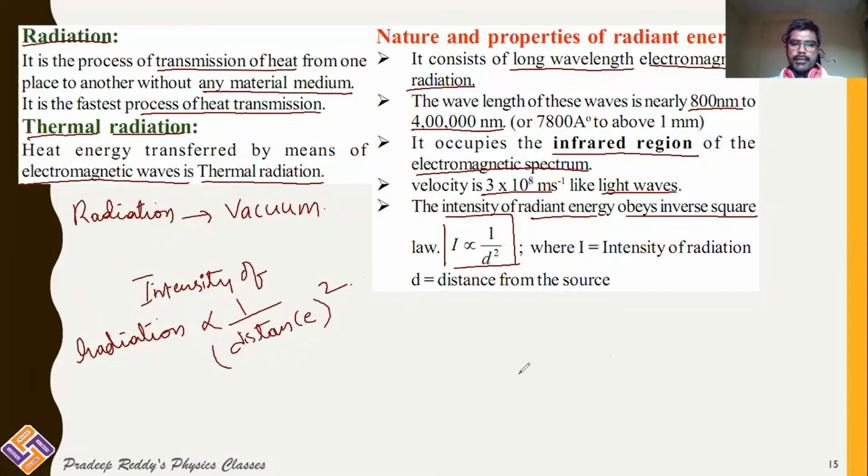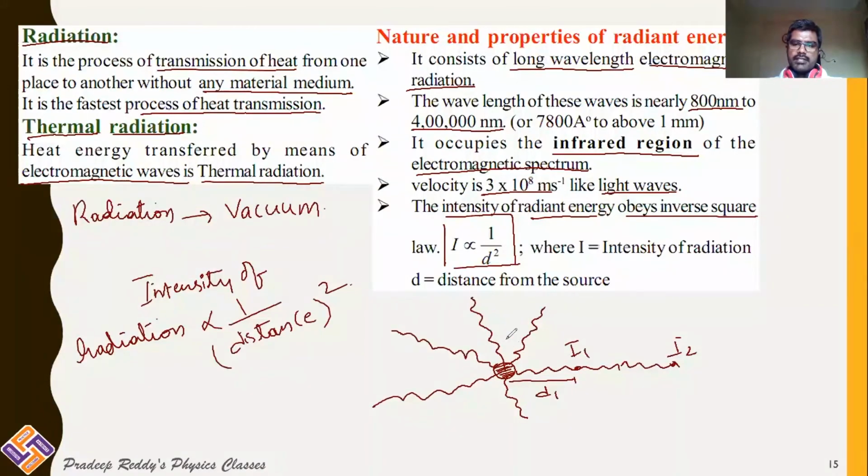For example, you have a hot body. This hot body will release radiations. When the hot body is releasing radiations, intensity at this point is I1, intensity at this point is I2. Distance from here to here, let me consider it as D1. Distance from here to here, I will consider as D2. Intensity I1 is proportional to 1 by D1 square. Intensity I2 is proportional to 1 by D2 square. This is how intensity variation takes place with the distance from the material.